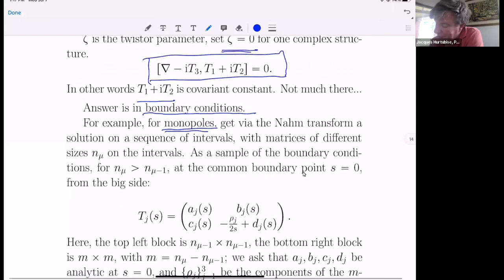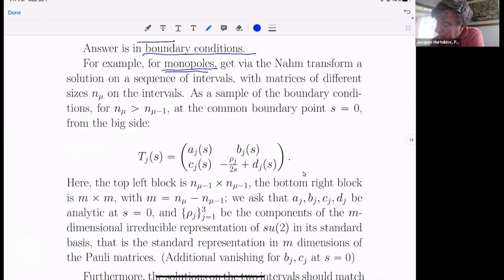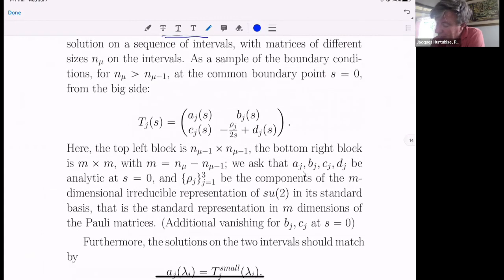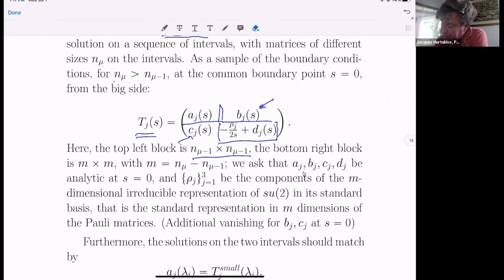And just to give you an idea what these boundary conditions can look like, they're quite strange. So at a point between two intervals, you've got a big side where the N is bigger and the smaller size. You're going to get a block which is of the smaller size. The other diagonal block is going to have a pole. And the pole has to be the components of an irreducible representation of SU(2). So in the standard representation, it was Pauli matrices. And there's some vanishing also that you impose for these terms. And so the matching condition is the small side.